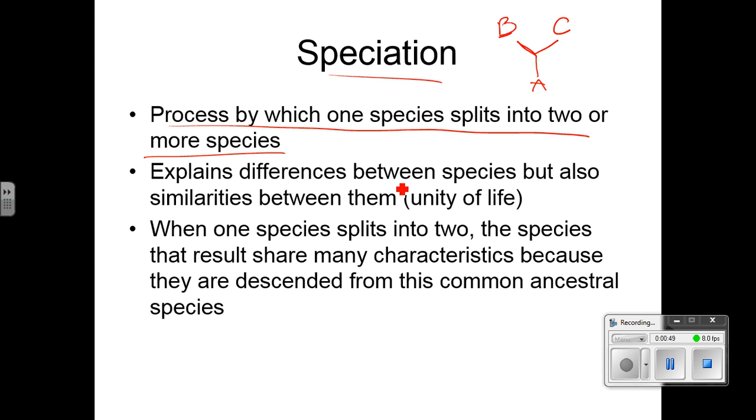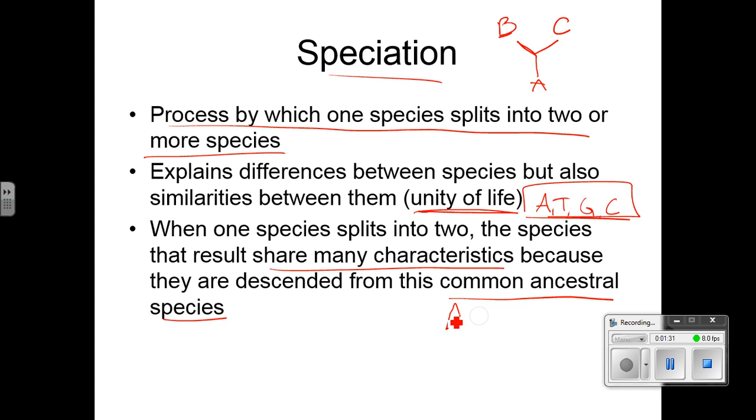Speciation explains the differences between species, but it also highlights the similarities between them. Remember that there are a lot of things that are common among all living things. We share genes in common with yeast, bacteria, plants, and ultimately we share the genetic code, A, T, G, and C. All living things are made out of this genetic code. There are no more bases, no less bases. When one species splits into two, the species that result share many characteristics because they're descended from the same common ancestral species. A then would be your ancestral species in the example I was just giving above.